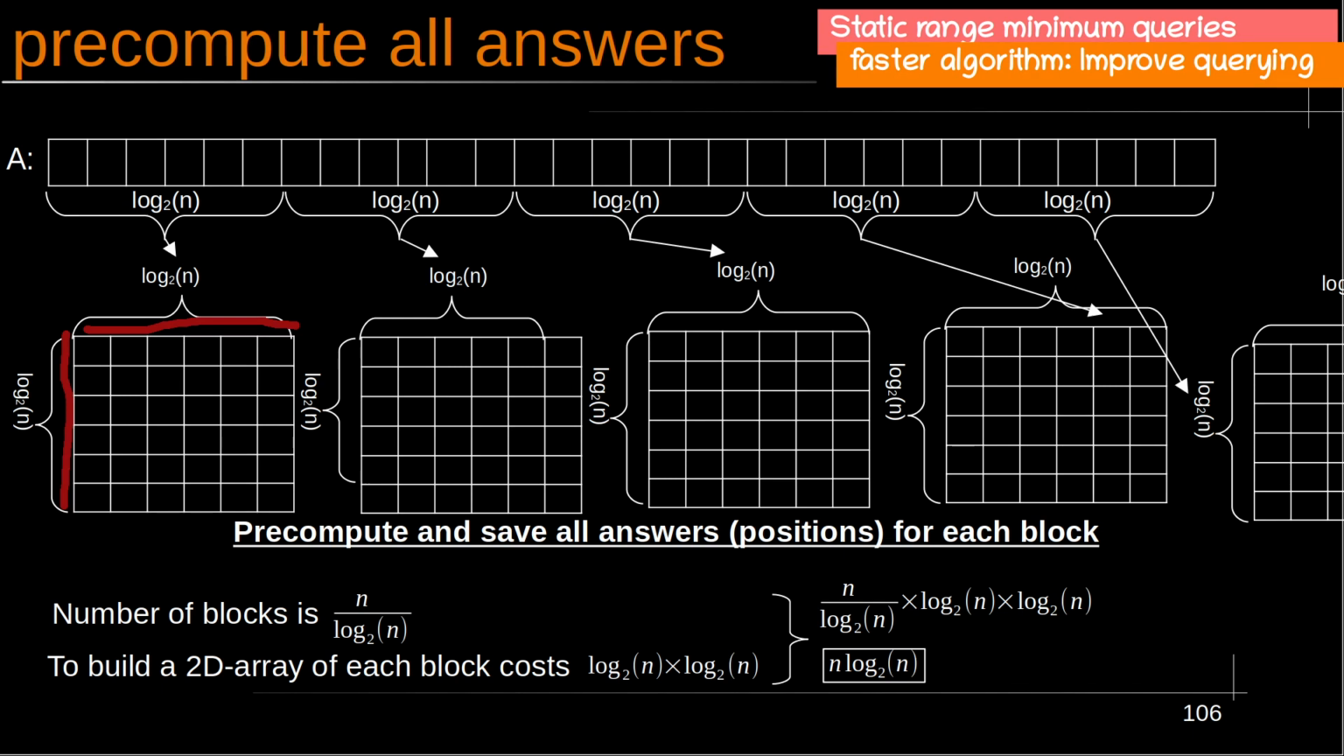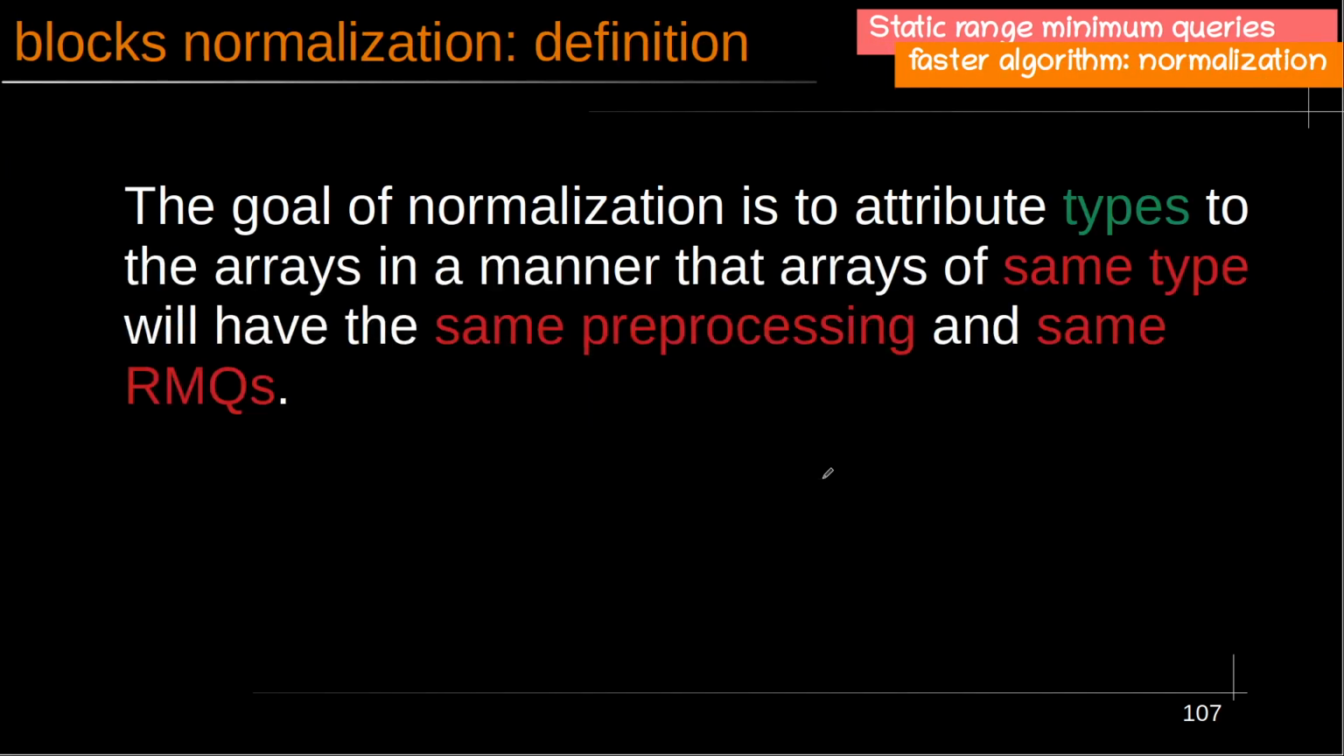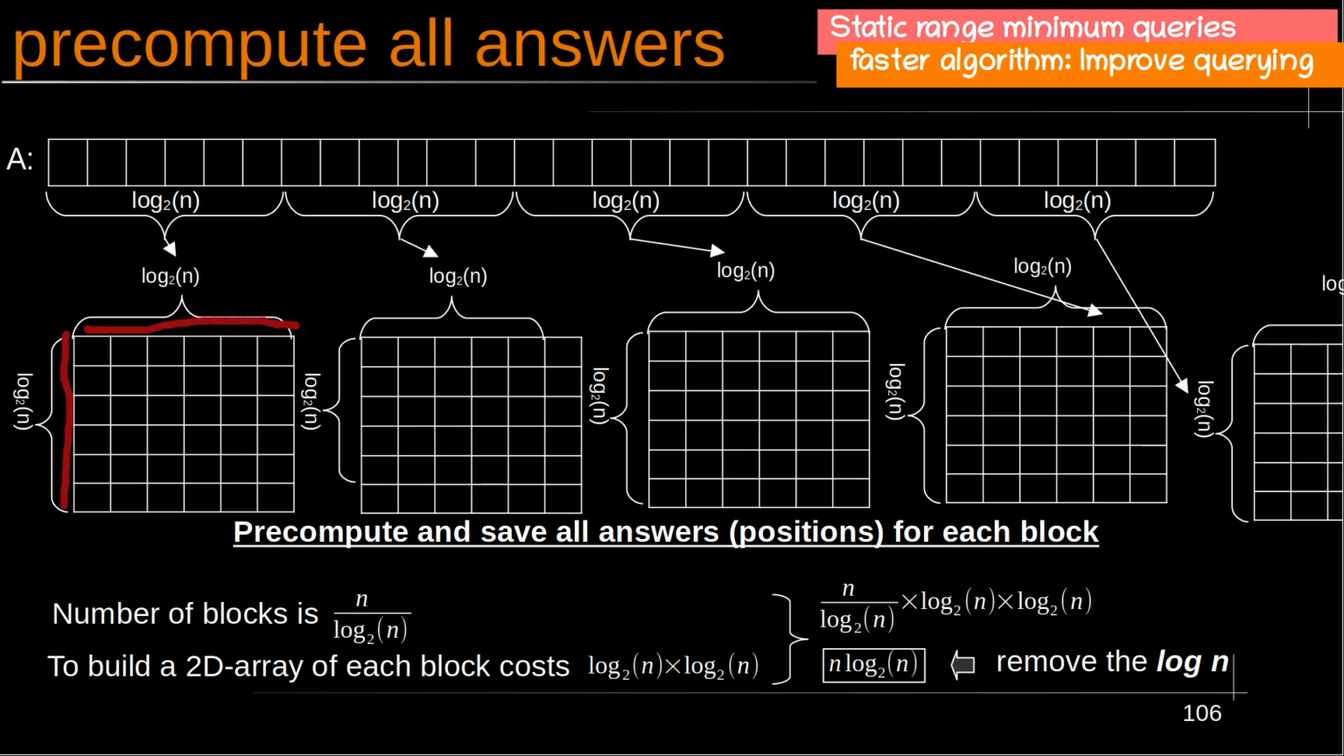But here, keep in mind, guys, we want a preprocessing in linear time. This is the whole goal of this algorithm. So we have to improve the time of the preprocessing of the arrays of the blocks here to linear time. How to do that? We have to normalize the blocks.